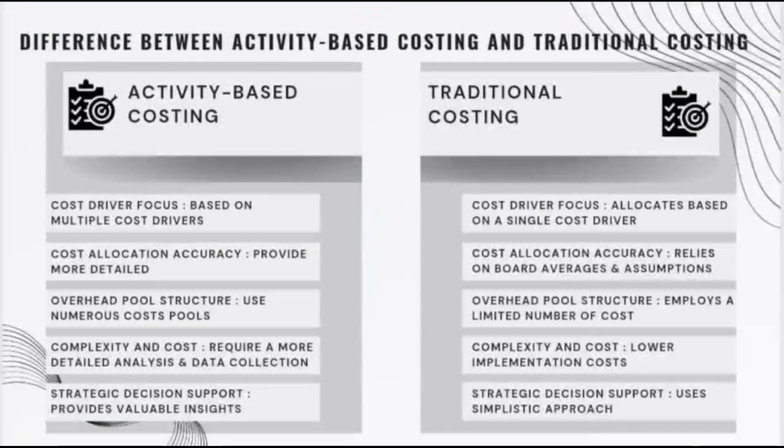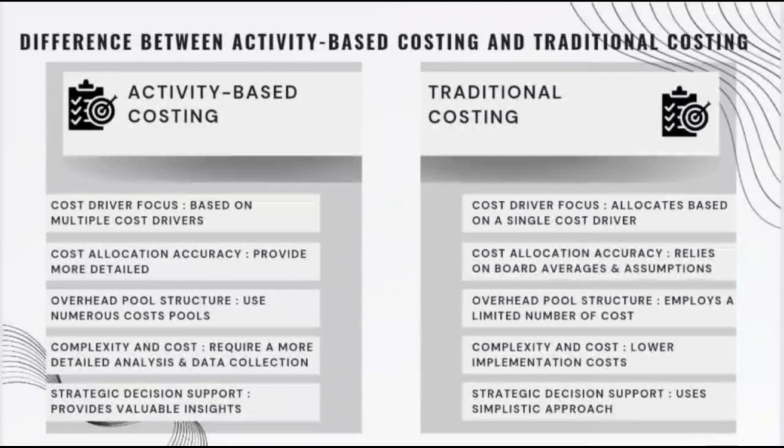Traditional costing typically employs a limited number of overhead cost pools, grouping costs based on function or departments. This approach may oversimplify the allocation process and lead to distortion. On the other hand, activity-based costing uses numerous cost pools, each associated with a specific activity. This allows for a more granular and detailed allocation of costs, resulting in a better understanding of the true cost drivers. The fourth is complexity and cost of implementing.